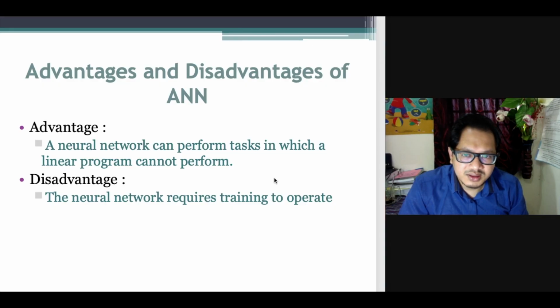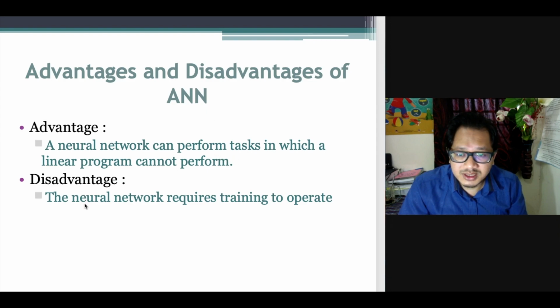Okay, what are the advantages and the disadvantages of artificial neural network? Advantage dia: neural network can perform tasks which a linear program cannot perform. Ini dia punya advantage. Linear program ni macam dia rigid punya decision lah. Sebab ANN dia boleh learn, cuba train and learn a new thing, cuba and then cuba repair dia punya weight untuk get the desired output. Ni advantage dia untuk ANN.